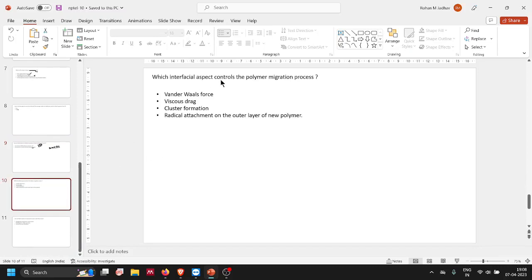Which interfacial aspect controls the polymer migration process? Polymer migration occurs when the newly formed polymers form on the periphery of the polymer particles, when the radicals attach onto the outer layer of particles and cause polymerization. The increasing concentration of newly developed polymer chains, when they phase separate, will lead to formation of clusters. Now, polymer reaction occurs at both clusters.